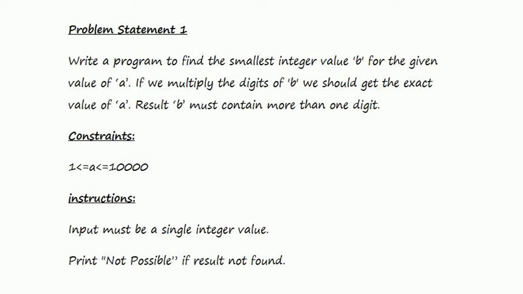Problem statement 1. Write a program to find the smallest integer value b for the given value of a. If we multiply the digits of b, we should get the exact value of a. Result b must contain more than one digit. Instructions. Input must be a single integer value. Print not possible if result not found.